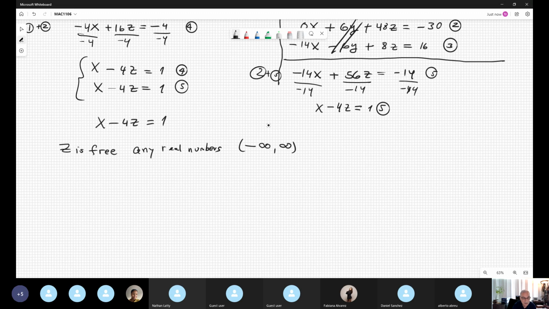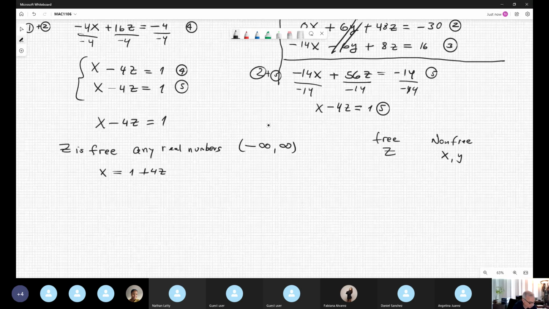But the other variables x and y are not, because somehow they're connected by z. So the first connection is easy to see. It's x equal 1 plus 4z. Sorry, I solve for x. So you isolate the non-free variable. We have a free variable, which is an ordinary number, and we have non-free variables. What is the free variable in this problem? z. What are the non-free variables? x and y. So you isolate x and y alone as a function of z, which is free.